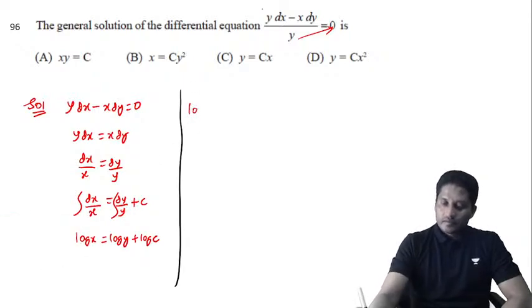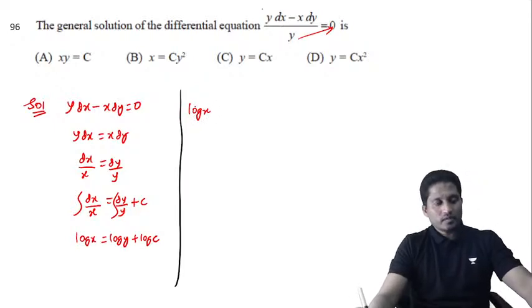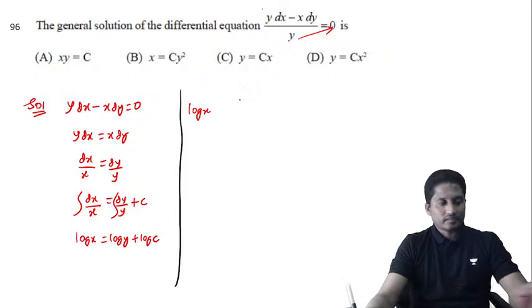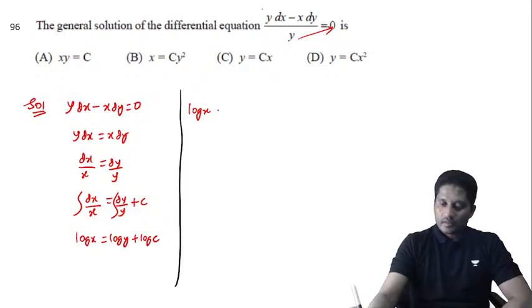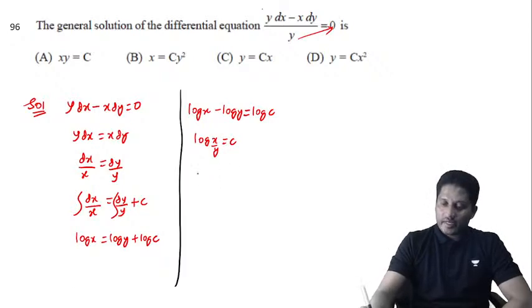Or I can write this as log x minus log y is equal to log c. Log m minus log n is log m by n. This is log x by y is equal to log c. If I equate this, you get x by y. Log c can be written as log c, right? So I can write x by y is equal to c.